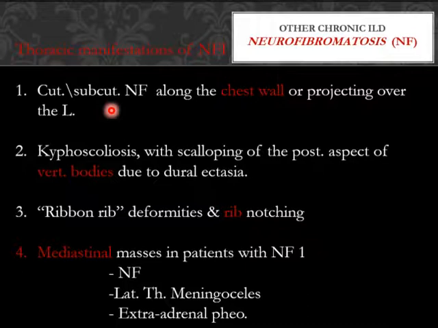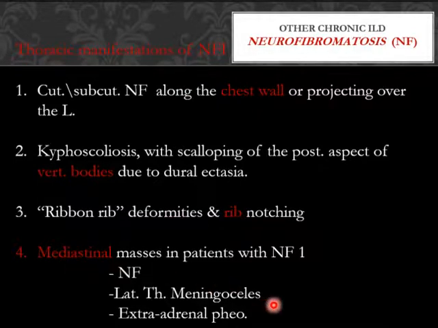You have some neurocutaneous syndromes like neurofibromatosis. Neurofibromatosis has type 1 and type 2. The lung is involved in the thoracic manifestation in NF1. There we may see cutaneous or subcutaneous neurofibroma. We may see kyphoscoliosis, rib-on-rib deformity and rib notching. But in contrast to connective tissue diseases, the rib notching in neurofibromatosis is inferior.